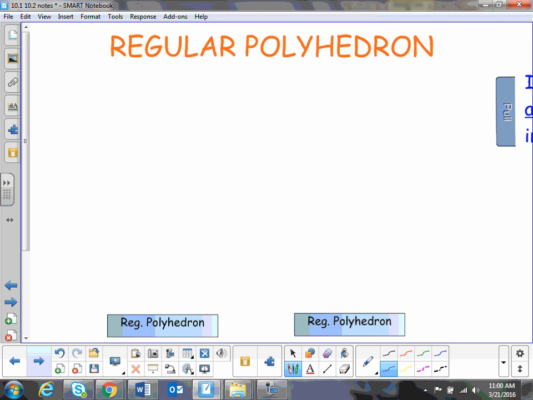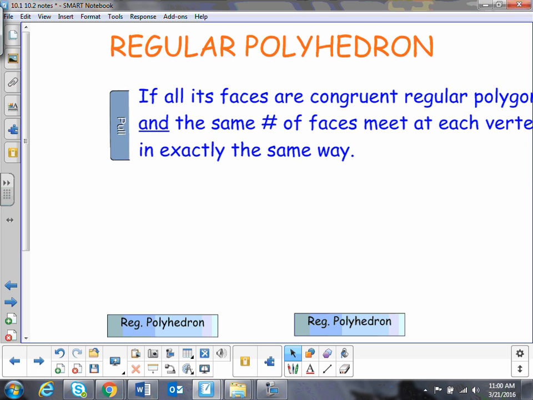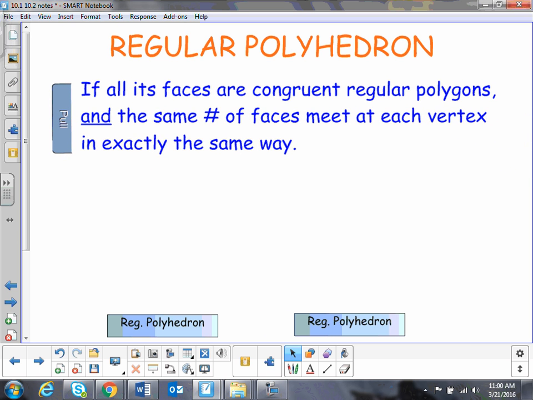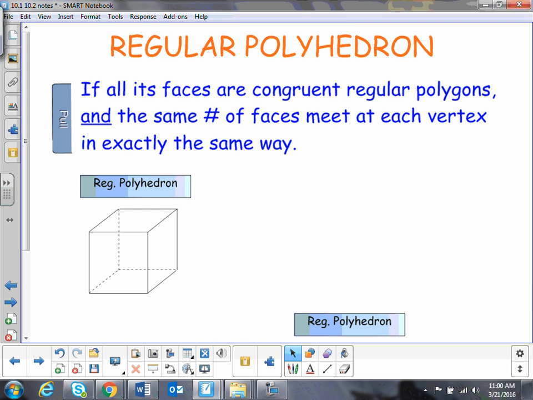All the faces are... okay? So all of the faces need to be regular polygons, and yes, they also need to be congruent. So they're all going to have the same faces, all meeting the exact same way. Okay, so here's a couple of examples of some regular polyhedrons.